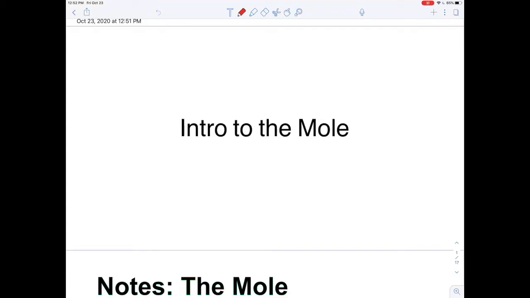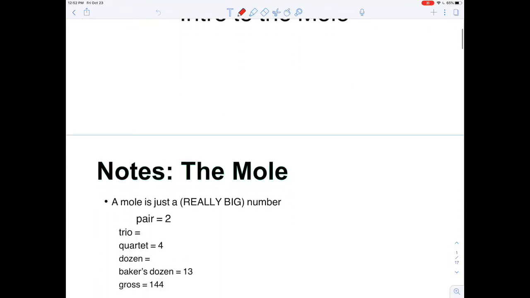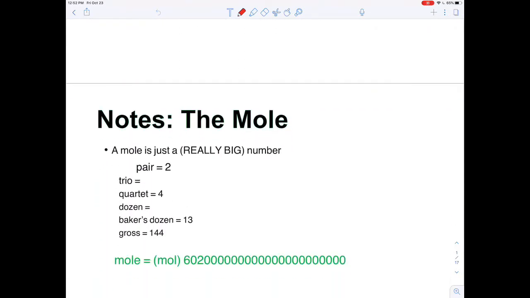Alright, today I'm going to introduce you to a concept in chemistry called the mole. The mole is just a really big number, kind of like how a pair is 2. What's a trio? 3. A quartet is 4. And a dozen. What does a dozen mean? What number is that?